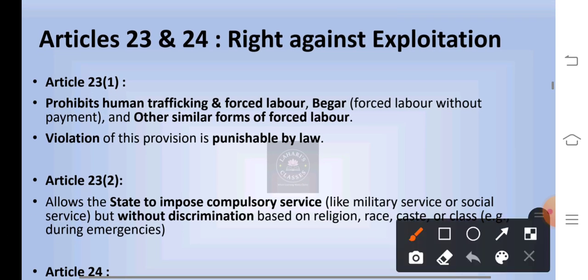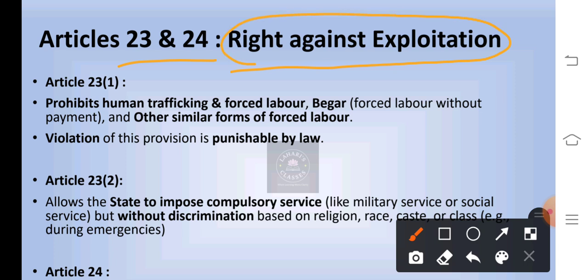And Articles 23 and 24 talk about the right against exploitation. These are very important articles. Article 23 Clause 1 talks about prohibiting human trafficking and forced labor, begar, that is forced labor without payment, and other similar forms of forced labor.